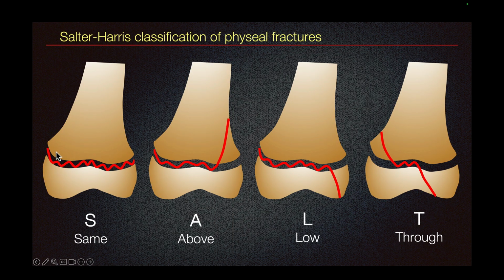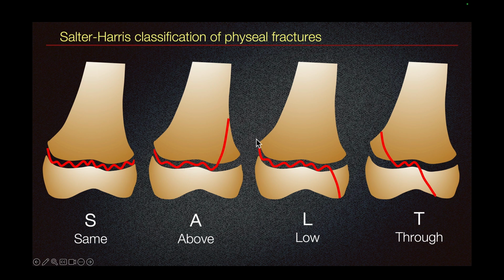The growth plate is the weakest point in a pediatric skeleton, and the fracture through the growth plate, also called physis, is classified according to Salter-Harris classification. In type 1 fracture, the fracture goes through the physis or the growth plate. In type 2 fracture, the fracture goes through the physis and out through the metaphysis.